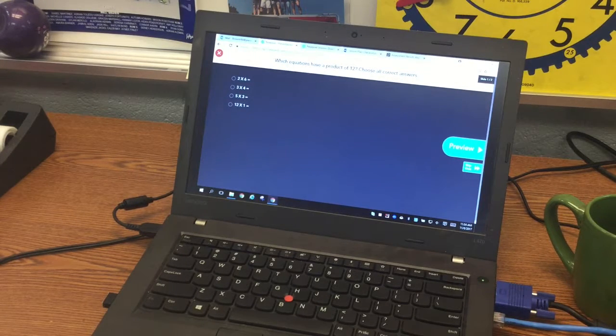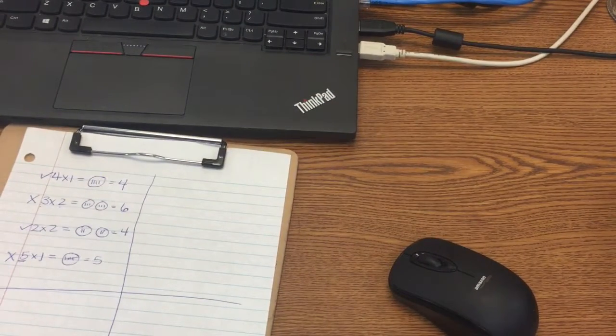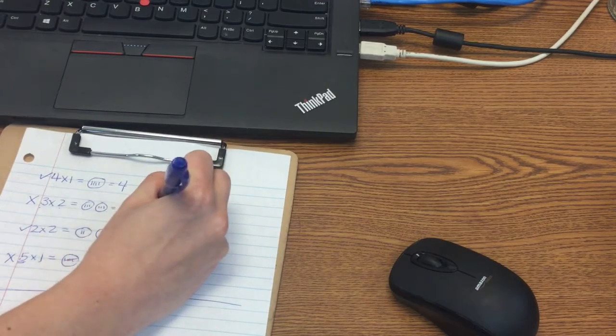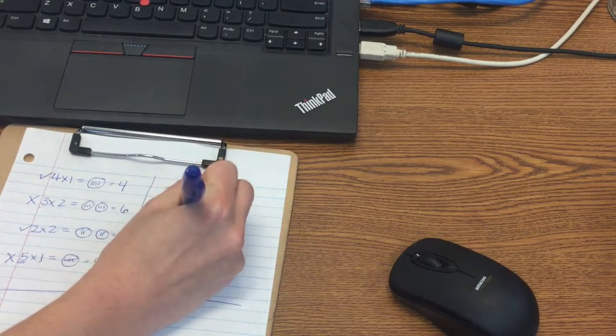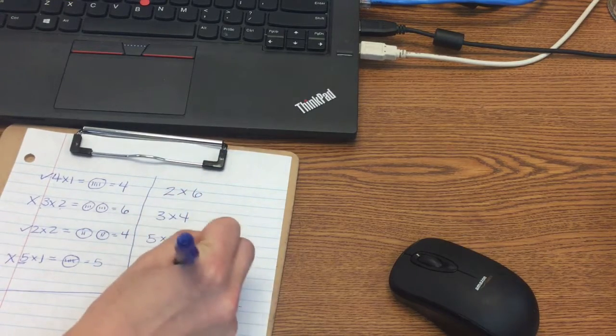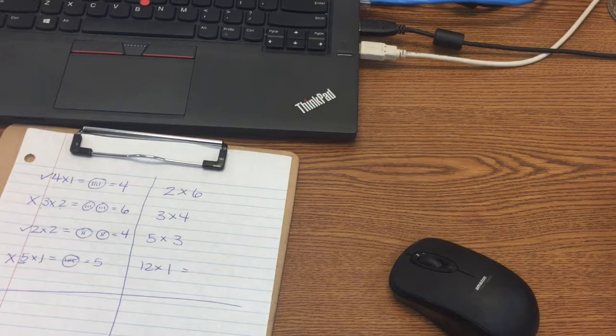This question says, which equations have a product of 12? Choose all correct answers. So this time I'm looking for an answer or product of 12, and I know I need to pick more than one correct answer. So I'm going to move back down to my paper, which I've already divided up, into my next square, and I'm going to write down my equations. So this time I have 2 times 6, I have 3 times 4, I have 5 times 3, and 12 times 1. And now I need to solve each one of these equations, and I'm looking again for a product of 12.